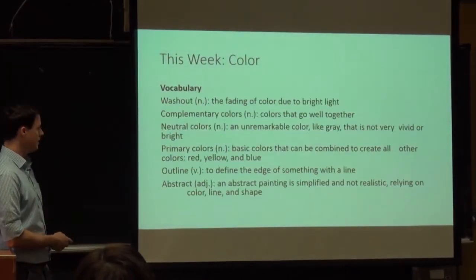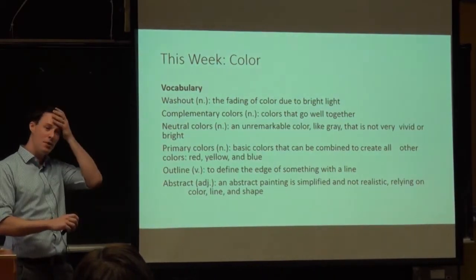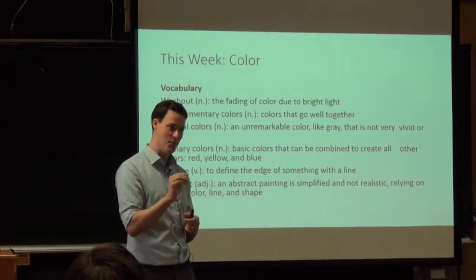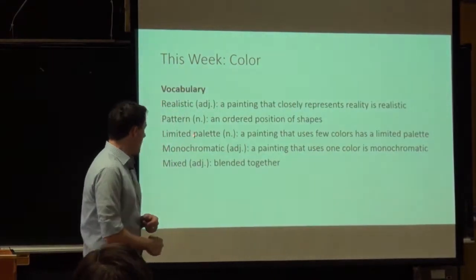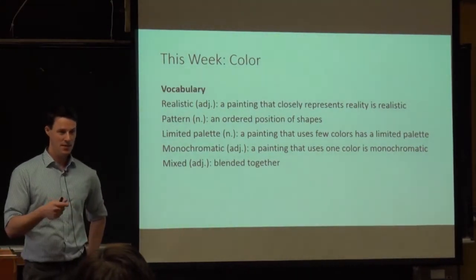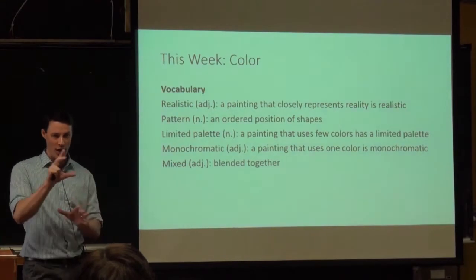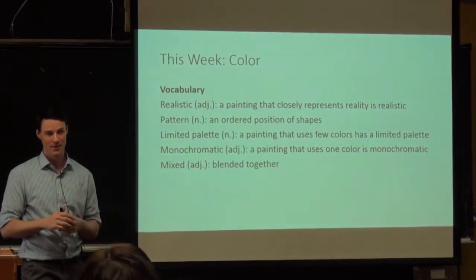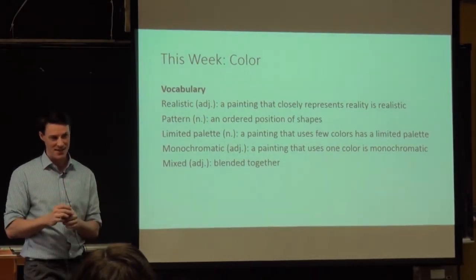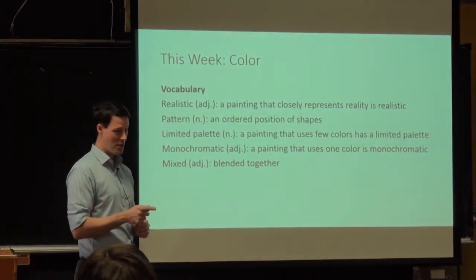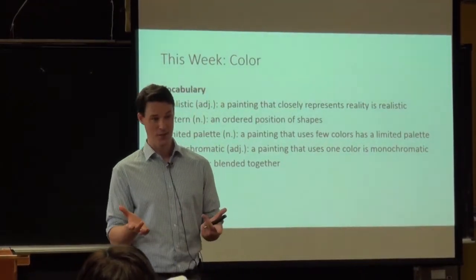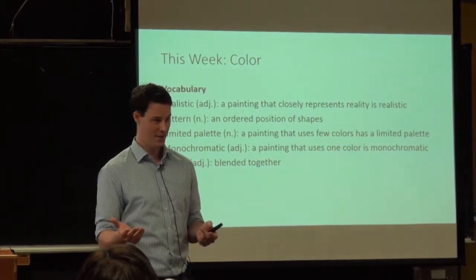So again, if you only remember two terms today, abstract and realistic, those are the most important. Pattern is an ordered position of shapes. So a pattern has to have some order to it, some kind of positioning of shapes that has an order. The Mondrian painting in your book on the right-hand side of your page has a pattern to it. It's a bunch of squares, repeated.